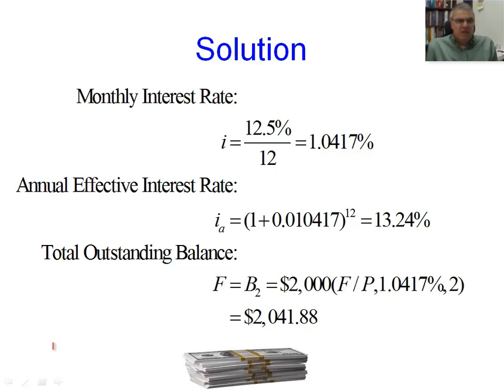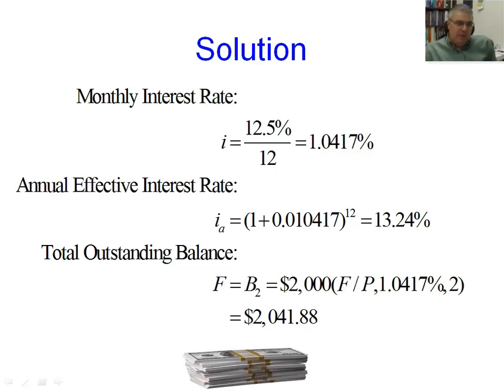So the monthly interest rate, I, is 12.5%, and that's an APR. We divide that by 12 to get the monthly interest rate. So far, really no problem. We just did simple arithmetic.